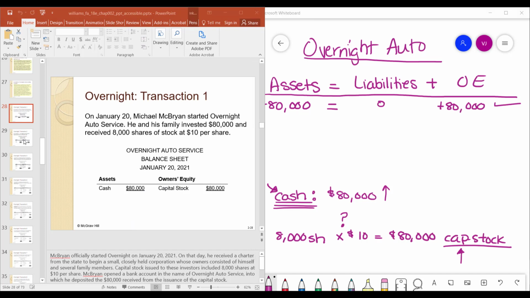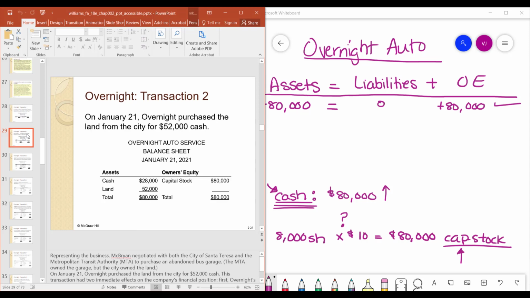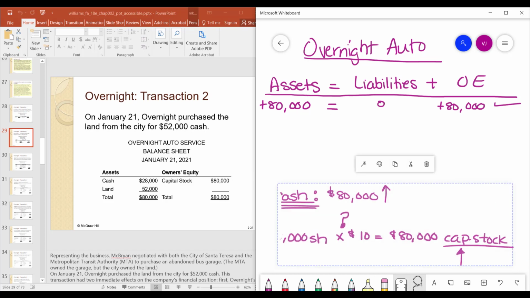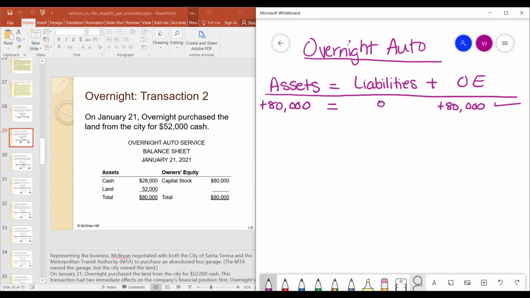Okay. Next transaction, transaction number 2. I want to keep part of this as much as I can. I'll erase basically the work for the prior transaction as we move on to the new one, since I only have so much room here. Okay, so that was transaction number 1. This will be transaction number 2.